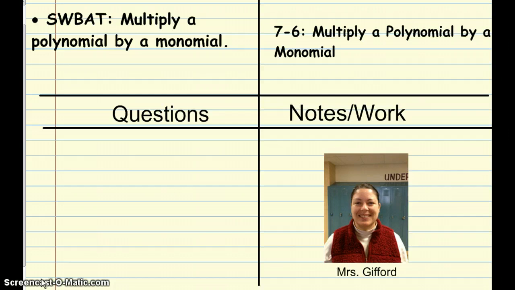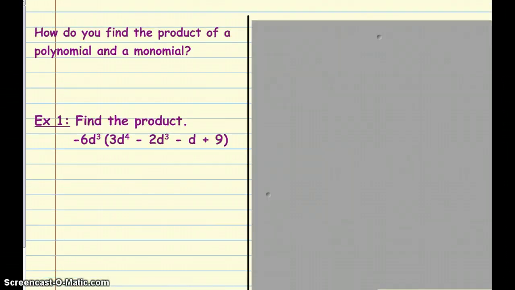Just a quick reminder, a monomial has just one term, whether it's a constant like 7 or a variable like t, or a combination of that where it's 7t. And then a polynomial is an algebraic expression with a bunch of monomials put together.